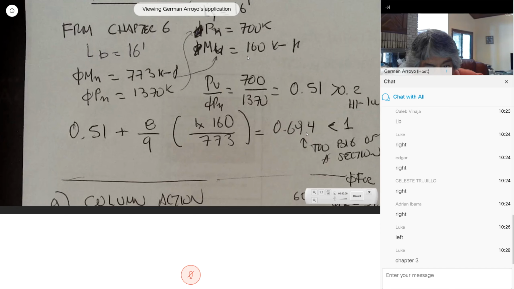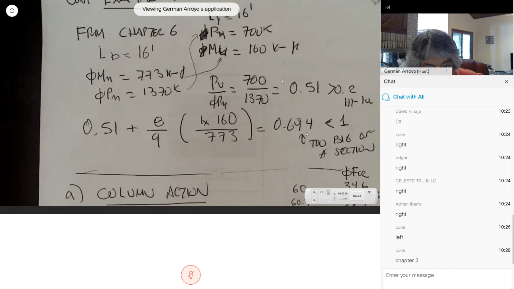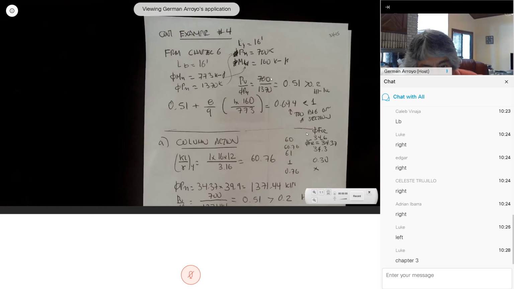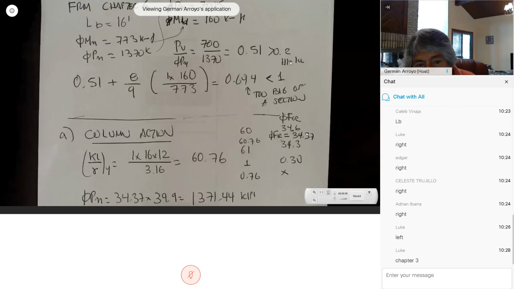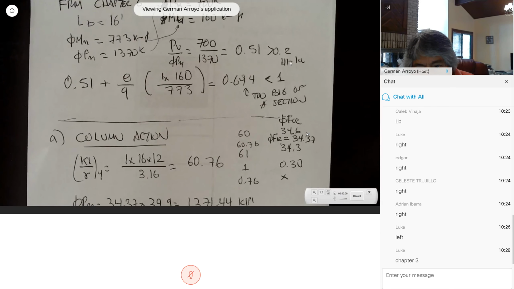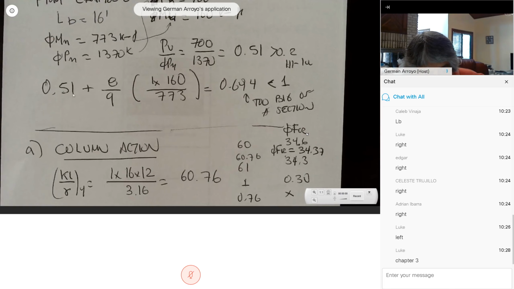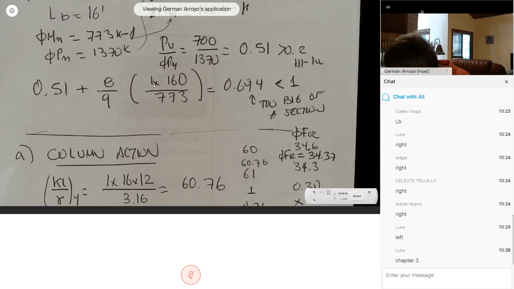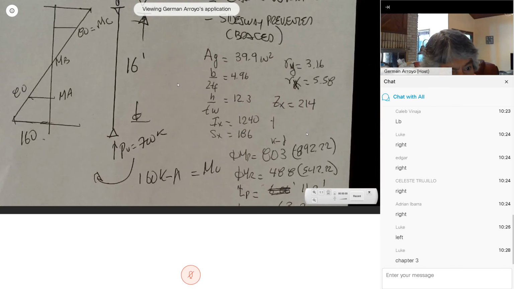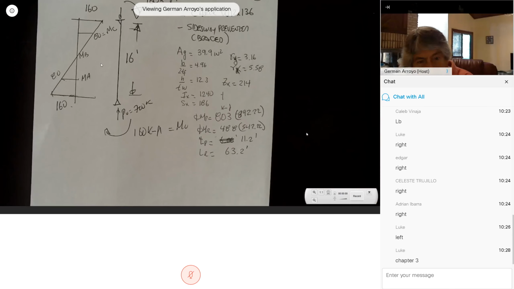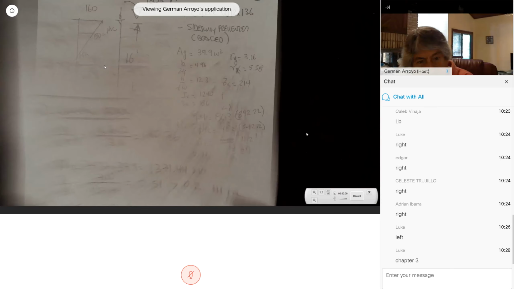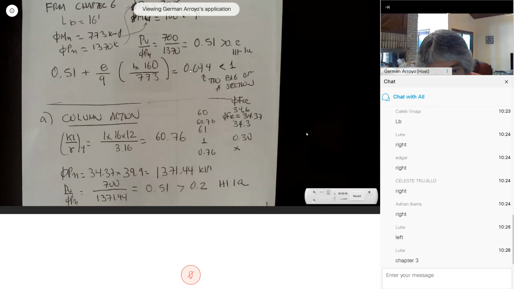And immediately, you have to do P_u over phi P_n, which is 0.51, larger than 0.2, so H1-1a controls. The very first equation. So this is P_u over phi P_n that we computed in here, plus 8/9, and this assumes the magnification factor is 1.0 with 160 as the largest moment, and phi M_n comes from that table. The result, 0.694, is smaller than one.